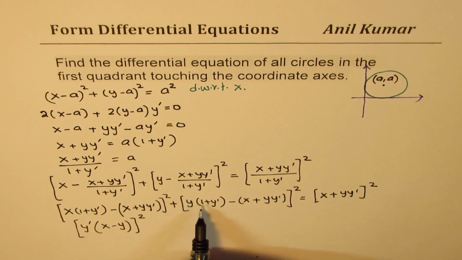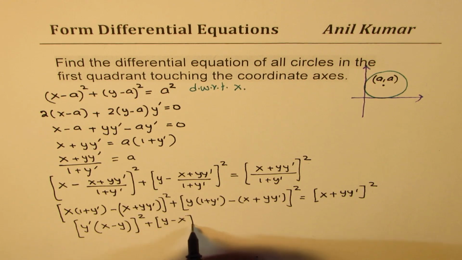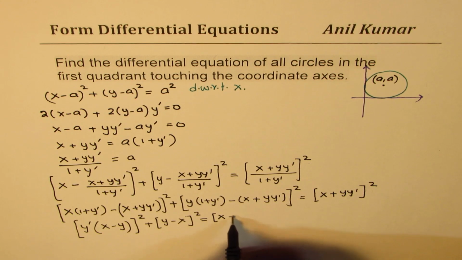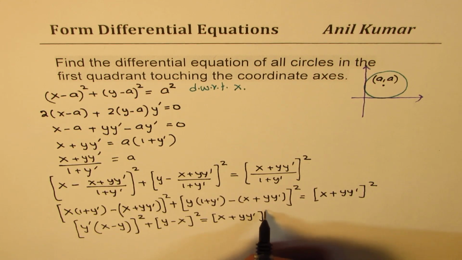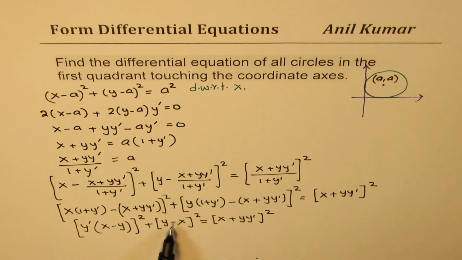Now here we have y times y prime. So y prime cancels in this area. So we get y minus x. So we have plus (y minus x) whole square. And this is equal to (x plus y prime) whole square. Okay. So that's what we get. Now (x minus y) and (y minus x) are the same terms since both are squared. Is it okay? So you could write either way.